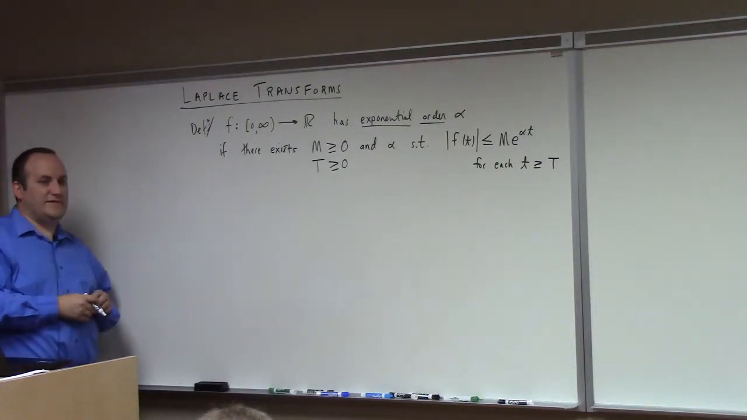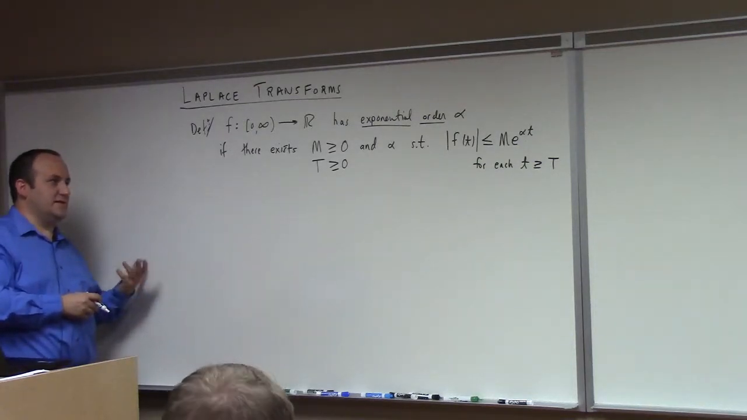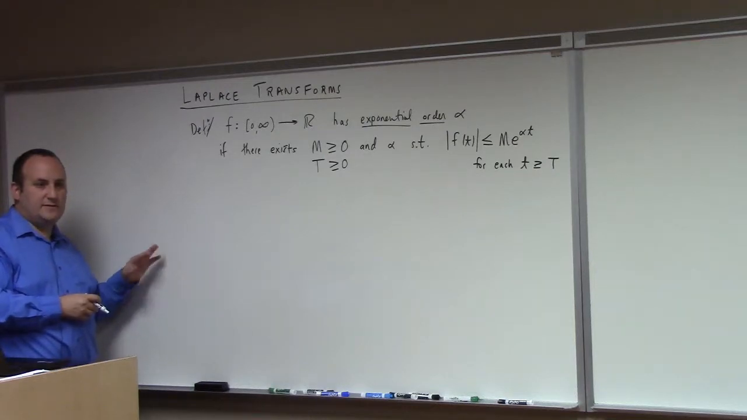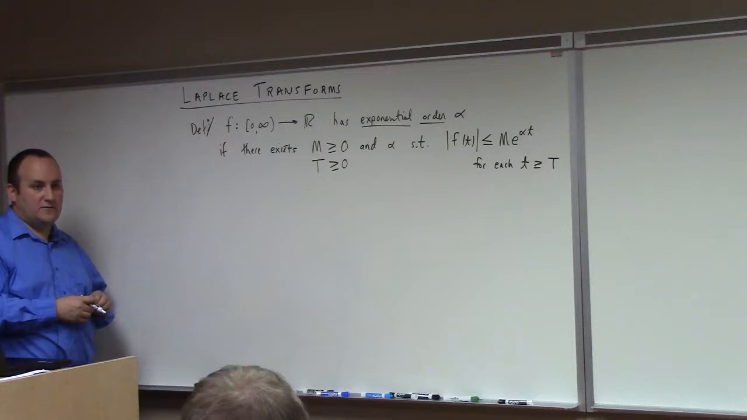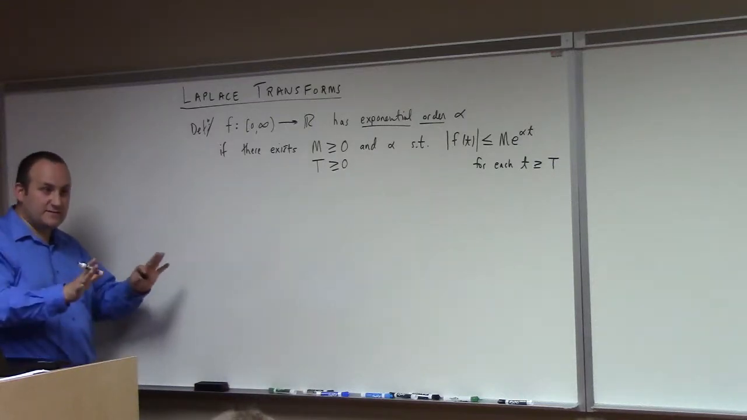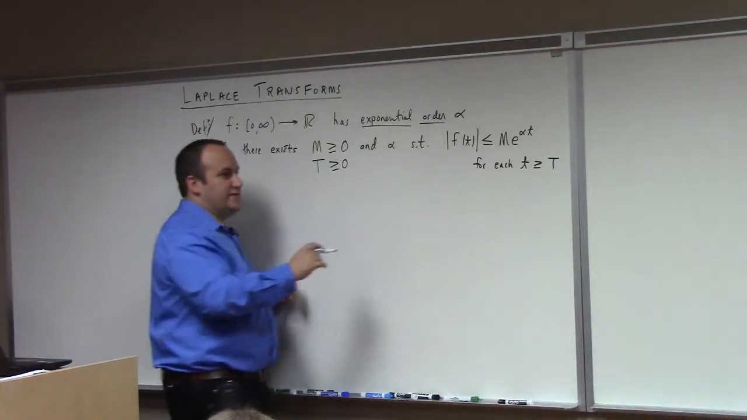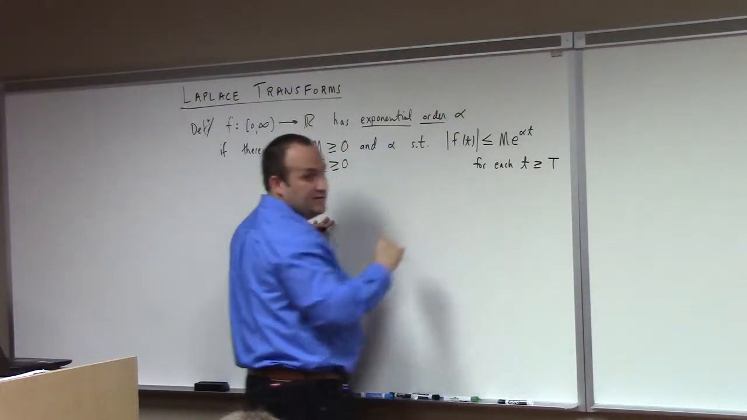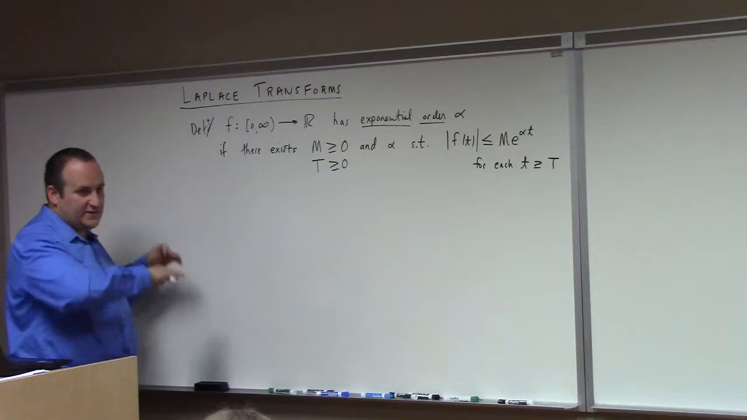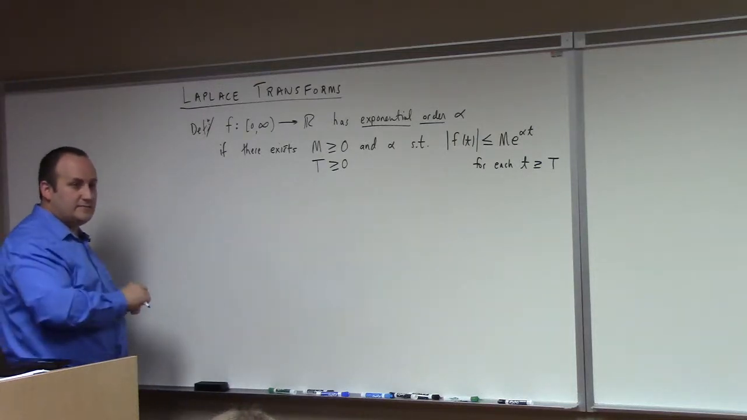So the idea here basically is that the function is such that if you go beyond some point, you can bound it by an exponential times a constant. So it doesn't grow faster than an exponential eventually. Eventually. You can have faster than exponential growth for small times, right? But at some point, there's an exponential that gets beyond it, right?